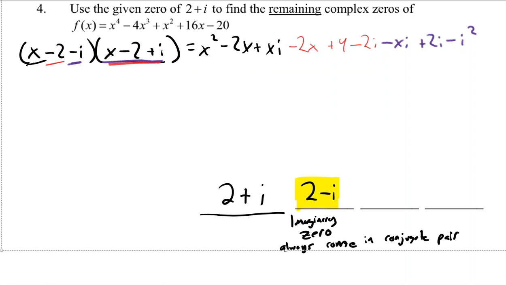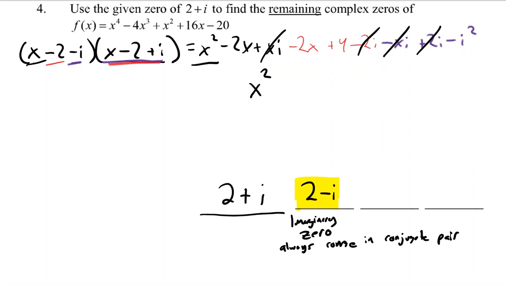Well, notice a lot of this stuff cancels out. We've got a plus 2i minus 2i. Those go to 0. We've got a plus xi minus xi. Those go to 0. We've got an x squared that has nothing to combine with. We have minus 2x minus 2x, so those could be minus 4x. And then we have a plus 4 and a minus i squared.